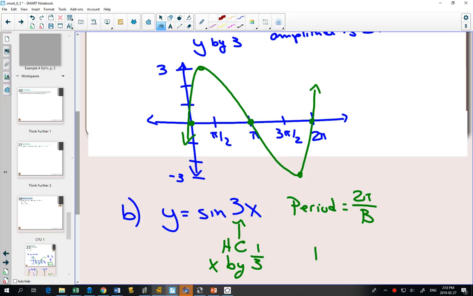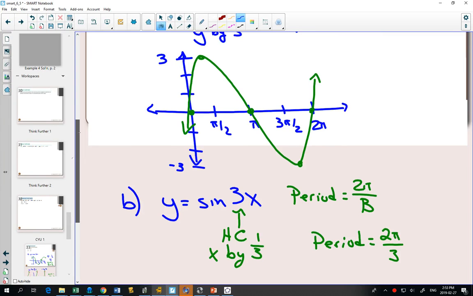And in this case, if our b value is 3, our period is going to be 2 pi over 3. Well, you can see that from the formula, but if you think about the period being 2 pi, and you have a horizontal compression by 1/3, your period of 2 pi is now getting squished to be 1/3 of 2 pi, which becomes 2 pi over 3 as well. So the formula for period 2 pi over b is just applying your stretches and compressions, so you could always figure it out if you forgot the formula.